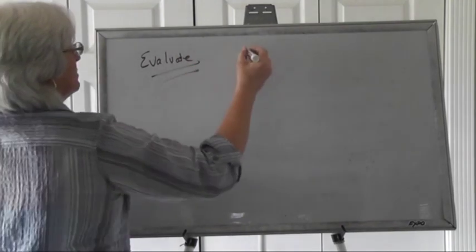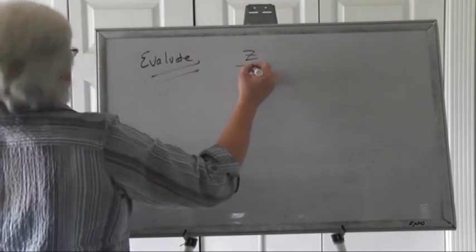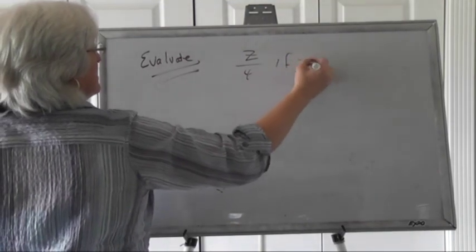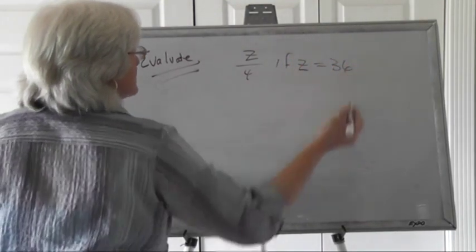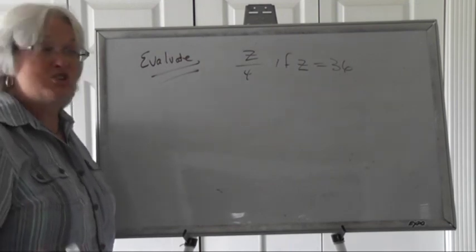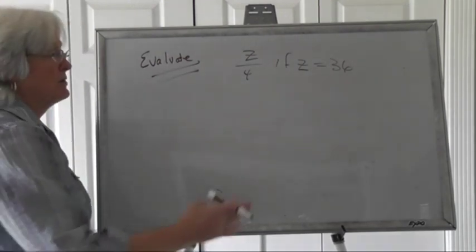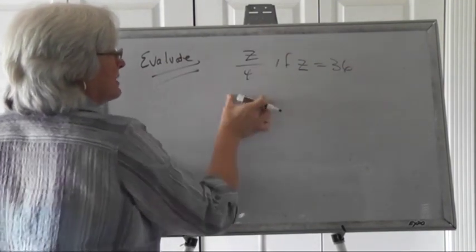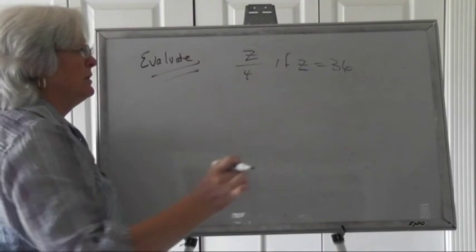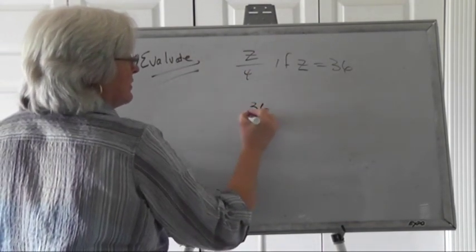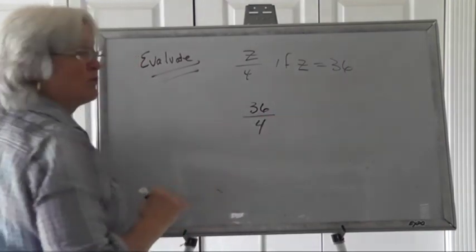Evaluate z over 4. Remember I slashed my z's. Z over 4 if z is equal to 36. Looks pretty complicated, but it's not. It's just learning to speak algebra. This simply says, for this problem, and this problem alone, z is going to be 36. So instead of z, we're going to write 36 over 4.